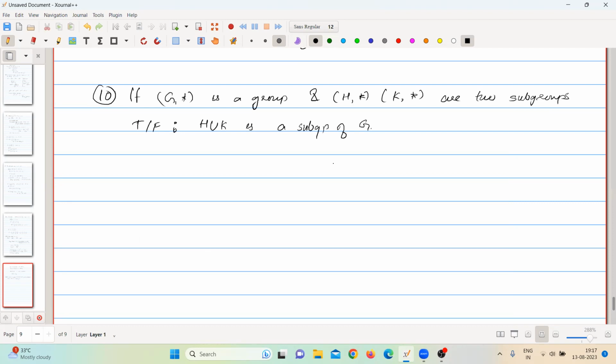Okay, this is a false statement. So let us see why it is false. False means we need to give a counter example. If some statement is true, we need to prove it in general. False means we just need to give one counter example.